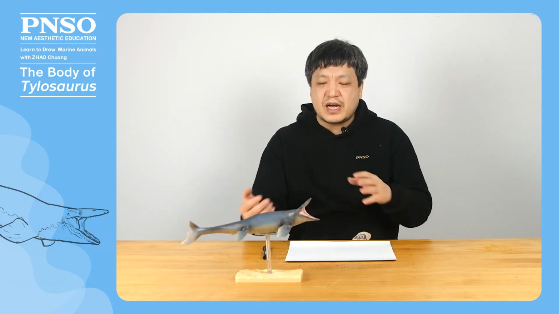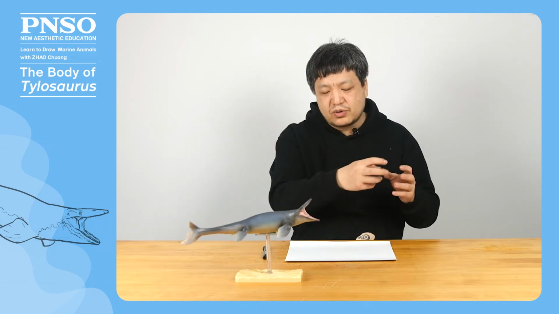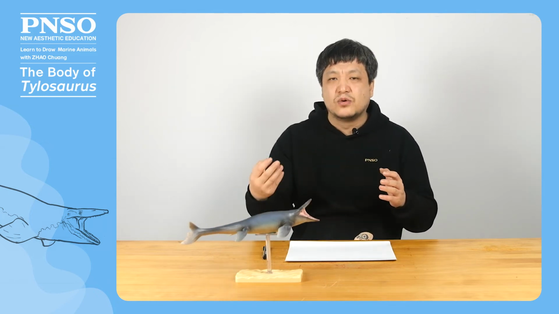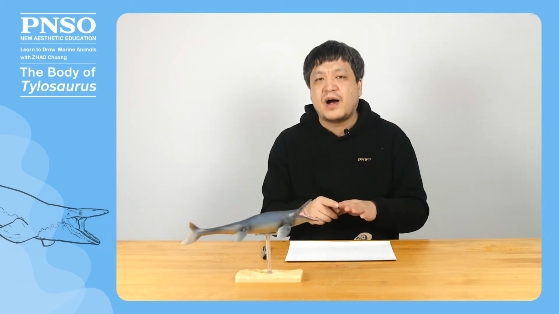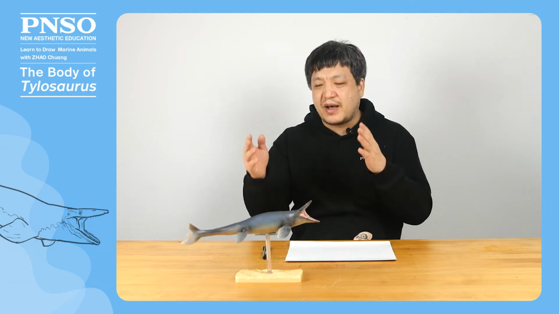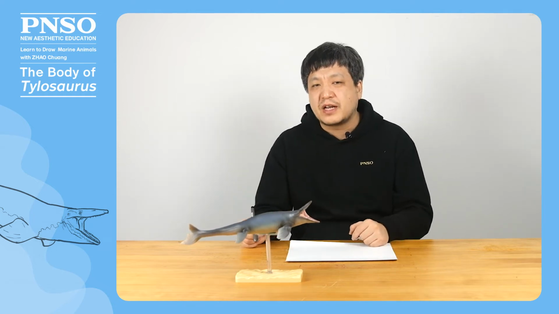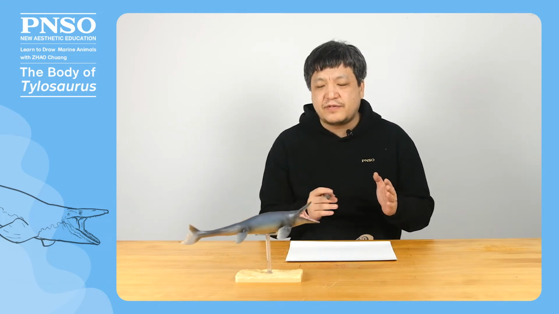Today, we are going to draw the body of Tylosaurus. Tylosaurus was a very slender lizard. When composing, we should leave a very suitable space in the picture. The drawing paper is generally square, so we have to choose an appropriate position in the middle for the Tylosaurus. The composition is very important when drawing.